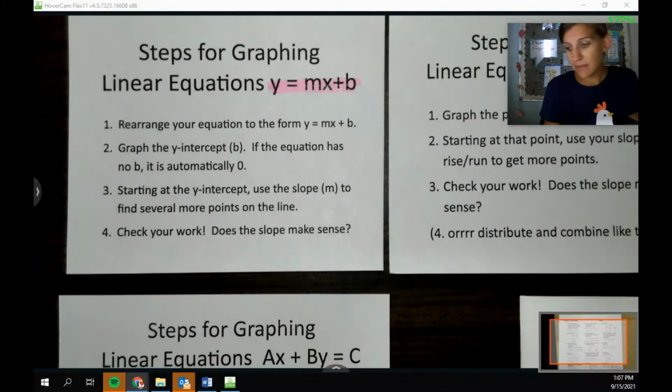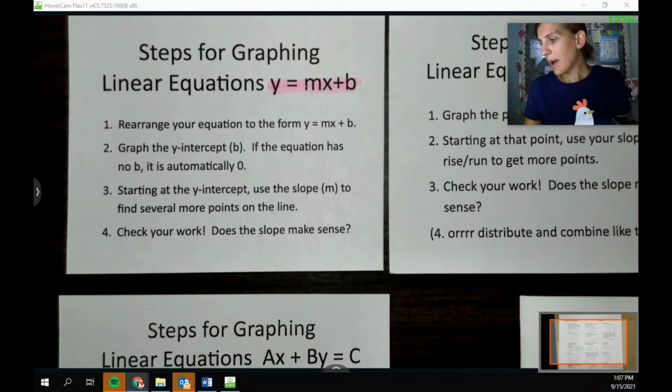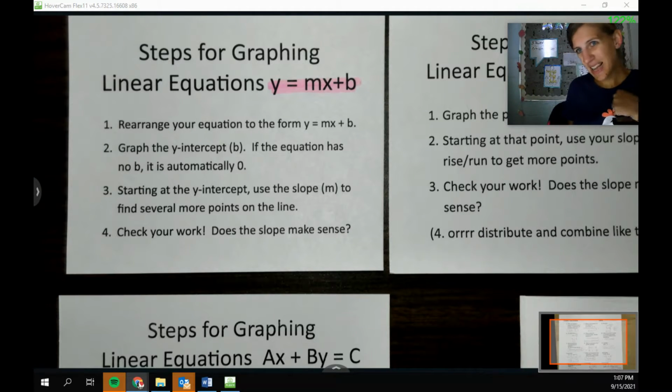This is probably the most common form. Probably a lot of your Algebra 1 teachers were obsessed with it. They talk about it all the time. It's kind of my second favorite form. It's fine. I like a different form a little better.